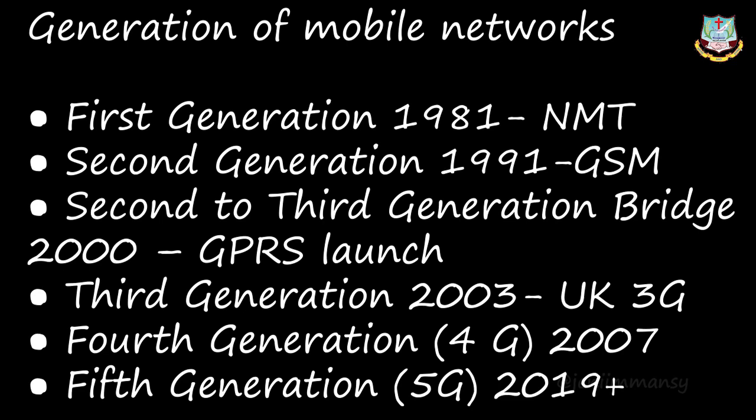The next one, third generation 3G, came in the year 2003, the UK 3G launch. Next is 4G, the fourth generation, in the year 2007, and now it's almost done. 5G, the fifth generation, came only after 2019.